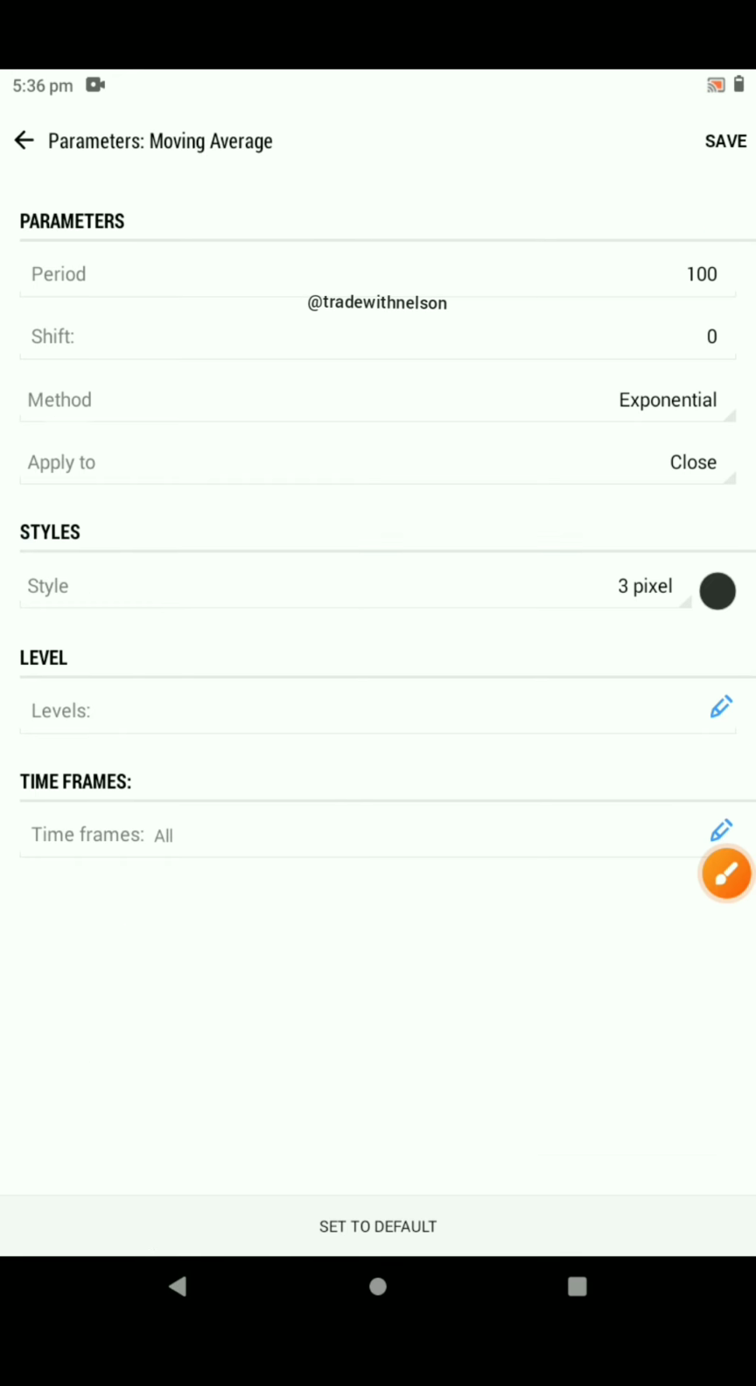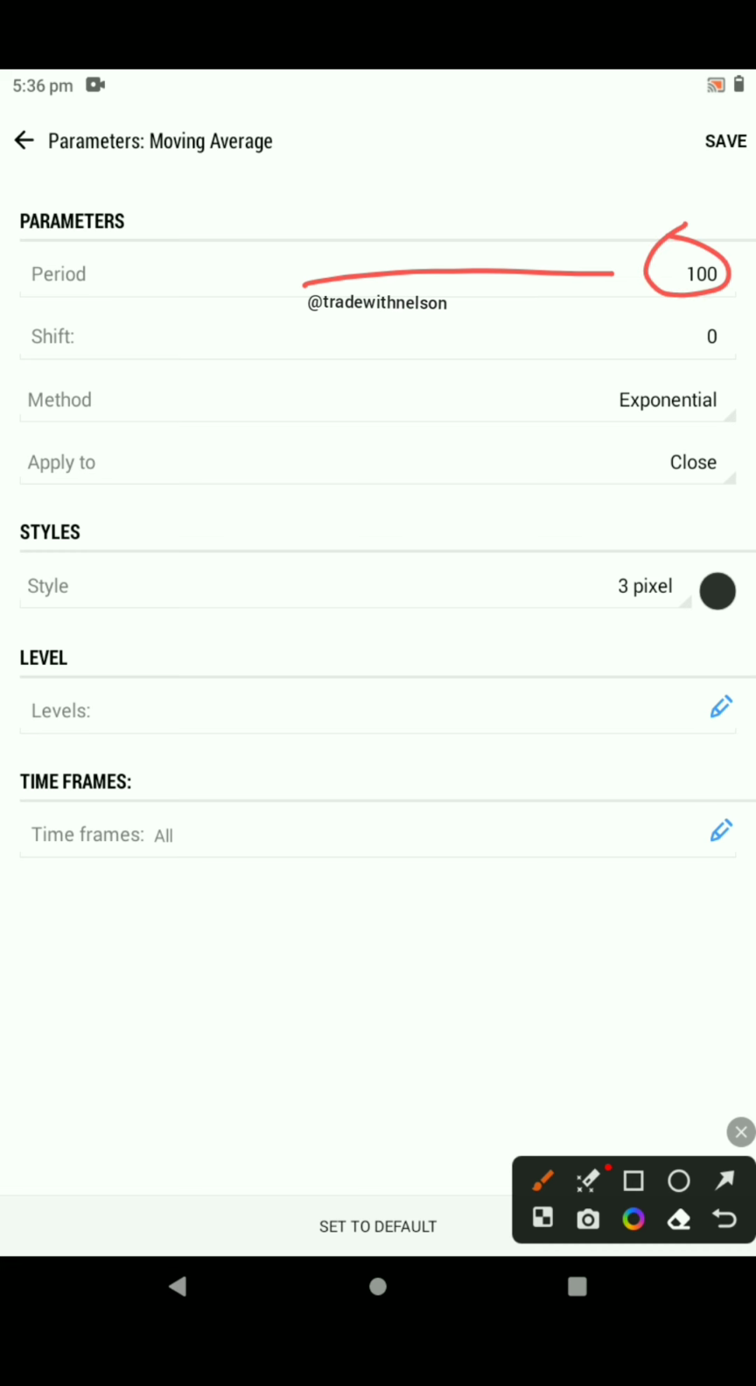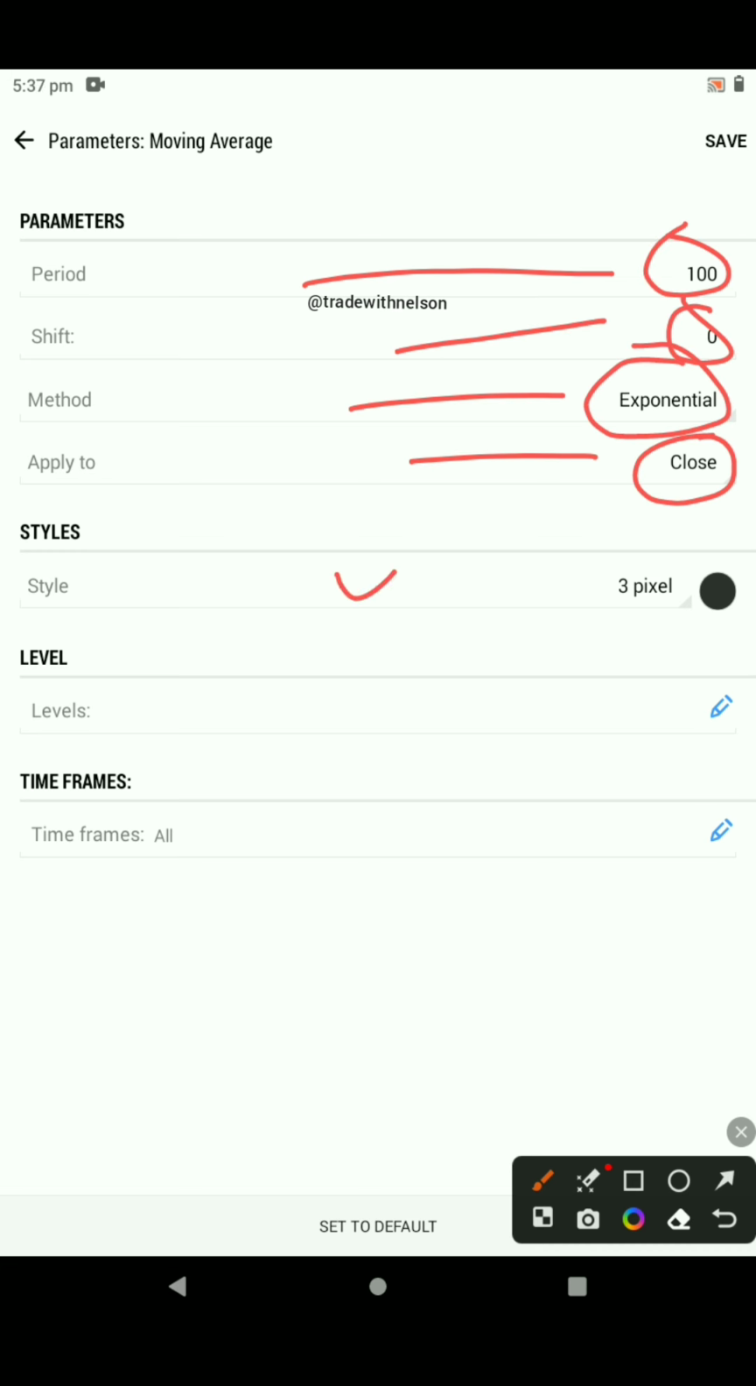Moving average, click on that. Make your period, shift to be 0, method to be exponential, apply to close, style 3 pixel, and select a color of your choice. After that, click on save.